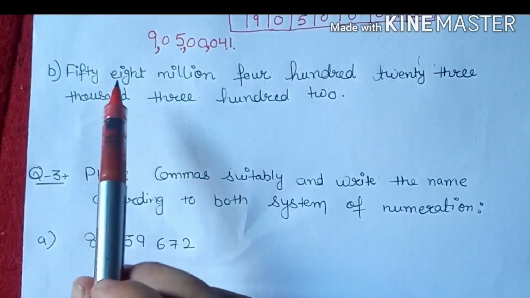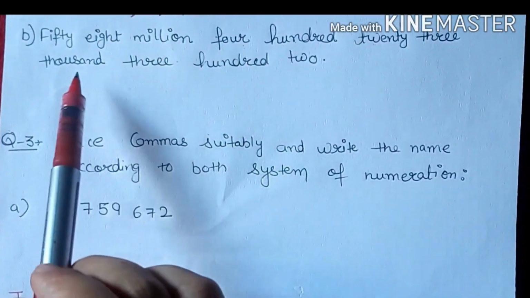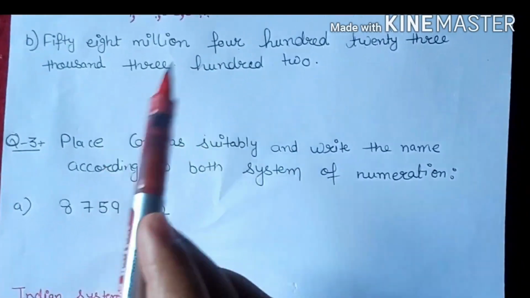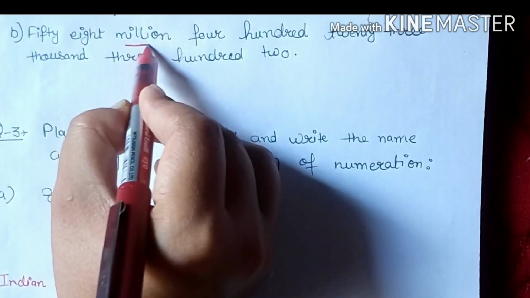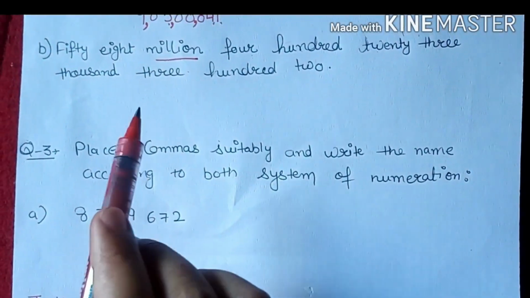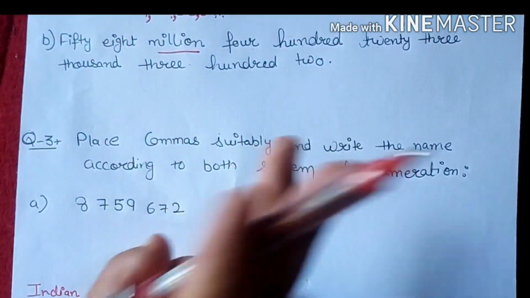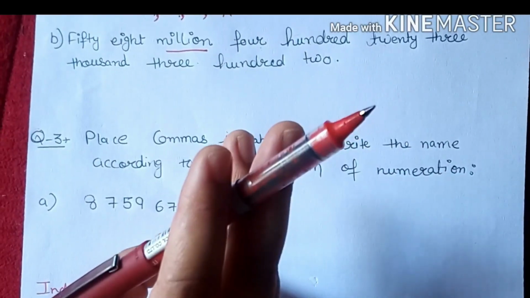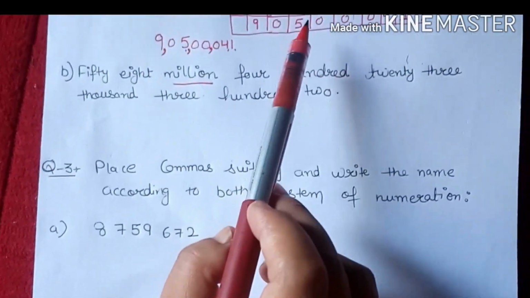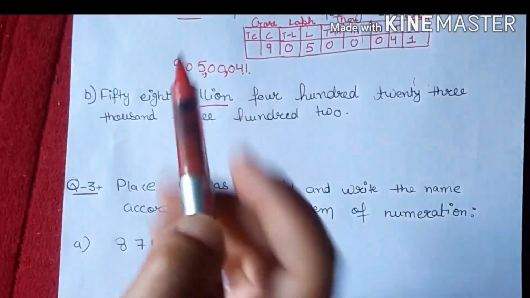Now the B part is 58,423,302. So you can see, students, there is a million. It means it is an international system. As we know, in the international system we always group the numbers in groups of 3. But before writing the number, either you can prepare a table like this, or you can set up the table in your mind itself. So this question I'm doing without the table.